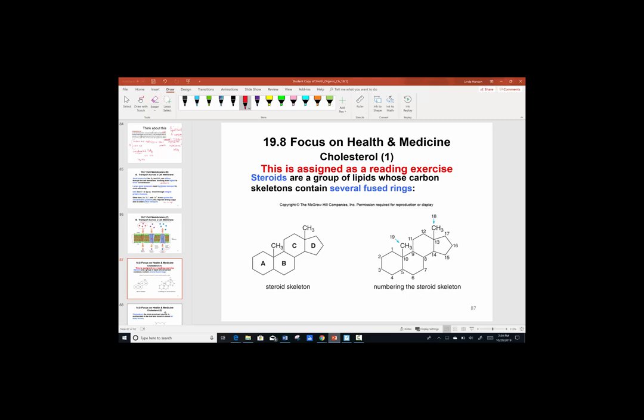You'll see that steroids are a group of lipids whose carbon skeletons have several fused rings, and you'll be asked to draw out the steroid skeleton, and you'll be asked to number the skeleton. Now, it is fine with me if you draw this once and just number the same structure. That's fine. I gave you 2 boxes. You decide. But you'll investigate steroids in their fused rings.